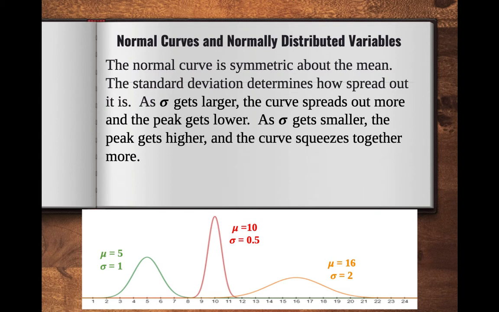The standard deviation says how spread out it is and how tall it is. So if you notice, as sigma gets bigger, it's spread out farther, and the peak is lower. Because again, the whole total area always has to equal 1. So if we spread it out wider, the peak has to come down lower. As sigma gets smaller, it gets tighter together, and the peak gets higher.